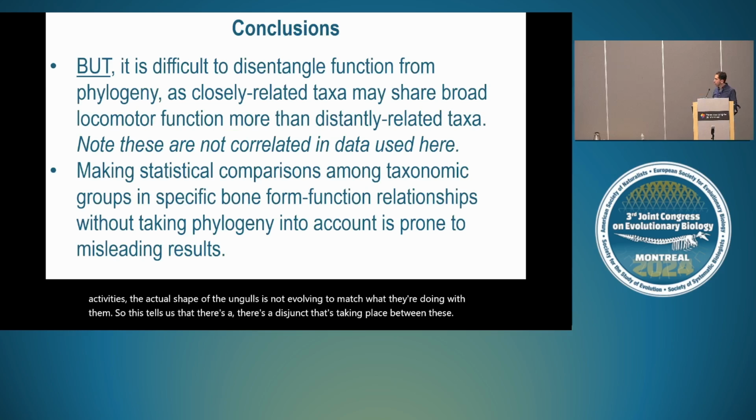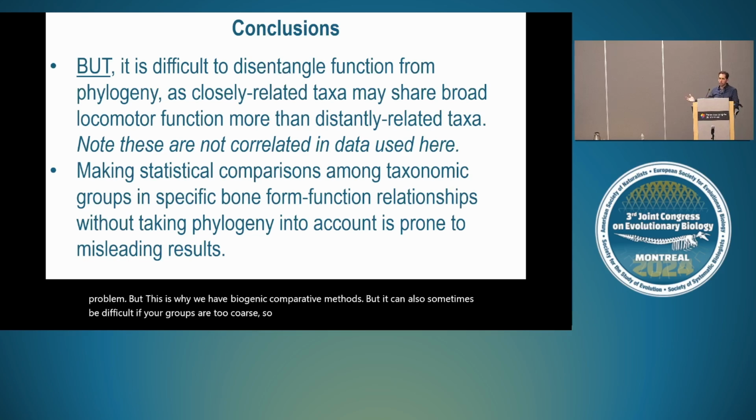Okay, so final conclusions. One thing, caveats: it's very difficult to disentangle function from phylogeny. I think we all know that this is a problem. Closely related taxa may be sharing very broad locomotor function more than distantly related taxa, and so this is one of the problems, but this is why we have phylogenetic comparative methods. But it can also sometimes be difficult if your groups are too coarse.